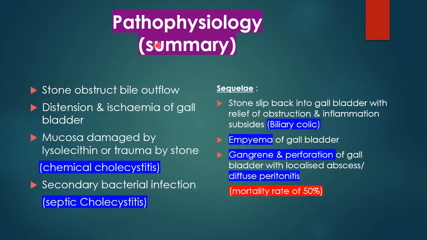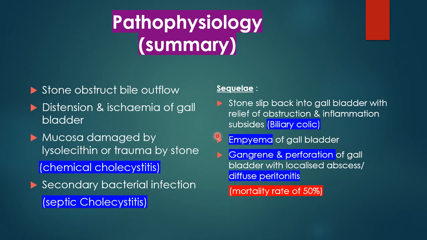This is a summary of the pathophysiological changes that take place. The stone obstructs the bile flow, causing distension and ischemia of the gallbladder, and the mucosa is damaged by lysozyme and trauma by the stone. The mucosal irritation leads to chemical cholecystitis. If the obstruction is relieved, the stone falls back into the gallbladder, then the whole process reverses and the patient becomes asymptomatic. Otherwise, it proceeds on to form secondary bacterial infection leading to septic cholecystitis.